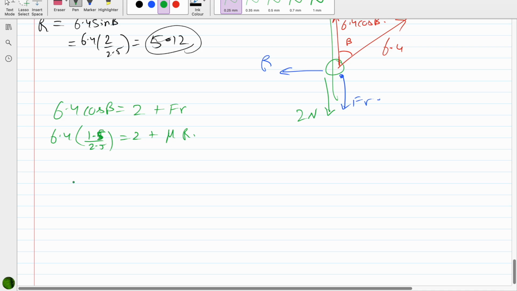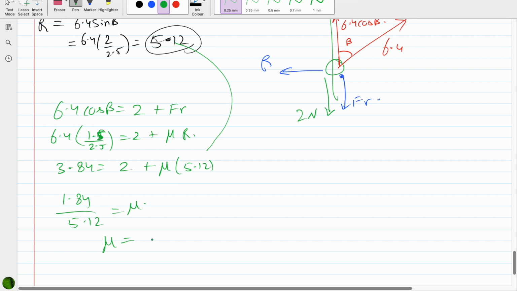6.4 into 1.5 by 2.5 is 3.84. On the other hand, 2 plus mu, which is unknown, times R, which is 5.12. So 3.84 minus 2 is 1.84, divided by 5.12, and we get the value of mu: 1.84 by 5.12 is 23 by 64, approximately equal to 0.359.